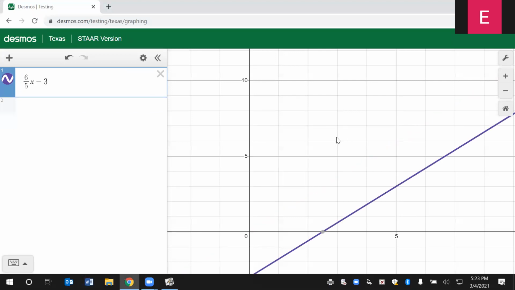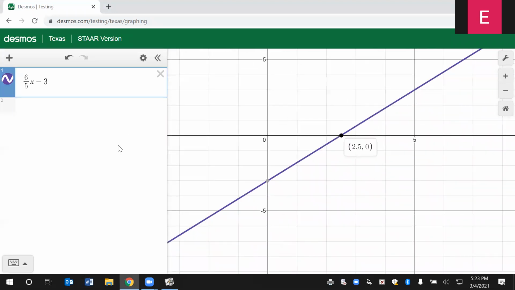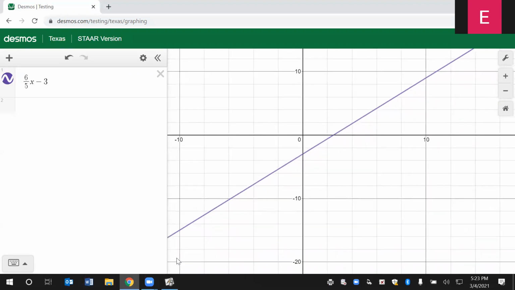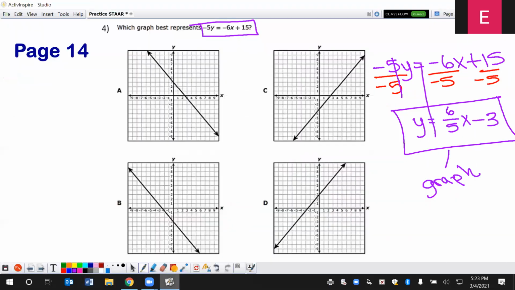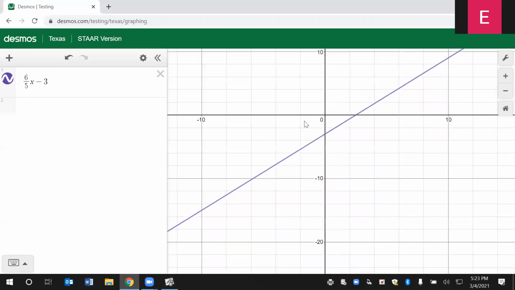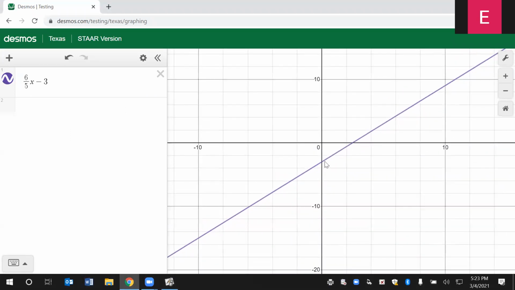So once you have it set equal to, you don't have to put the y equals unless you want to, but I have graphed it already. And I'm trying to match it to my graphs over here. I can see that my graph crosses the y-axis at negative 3 and 2.5 on the x-axis. So I'm going to check those points on my graphs.